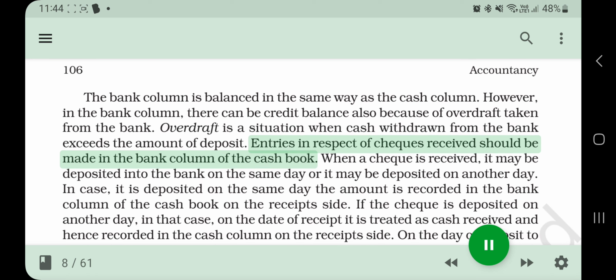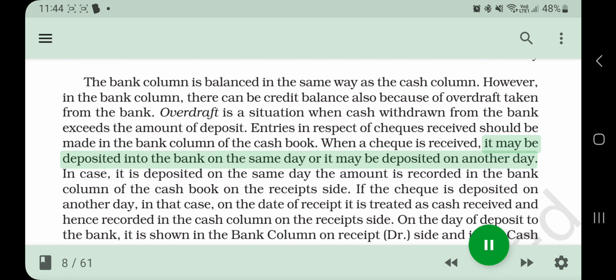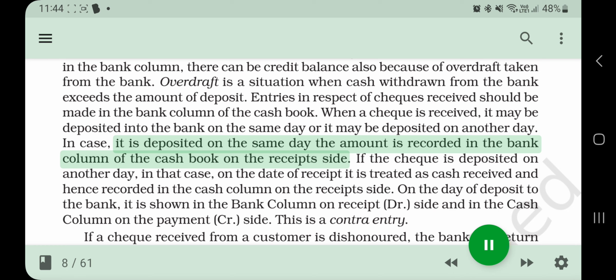Entries in respect of checks received should be made in the bank column of the cash book. When a check is received, it may be deposited into the bank on the same day or it may be deposited on another day. In case it is deposited on the same day, the amount is recorded in the bank column of the cash book on the receipts side.